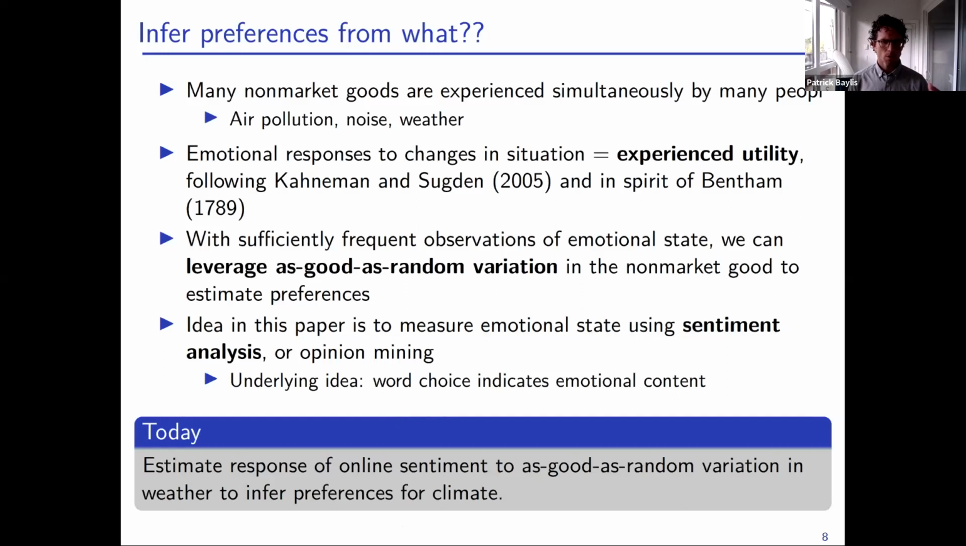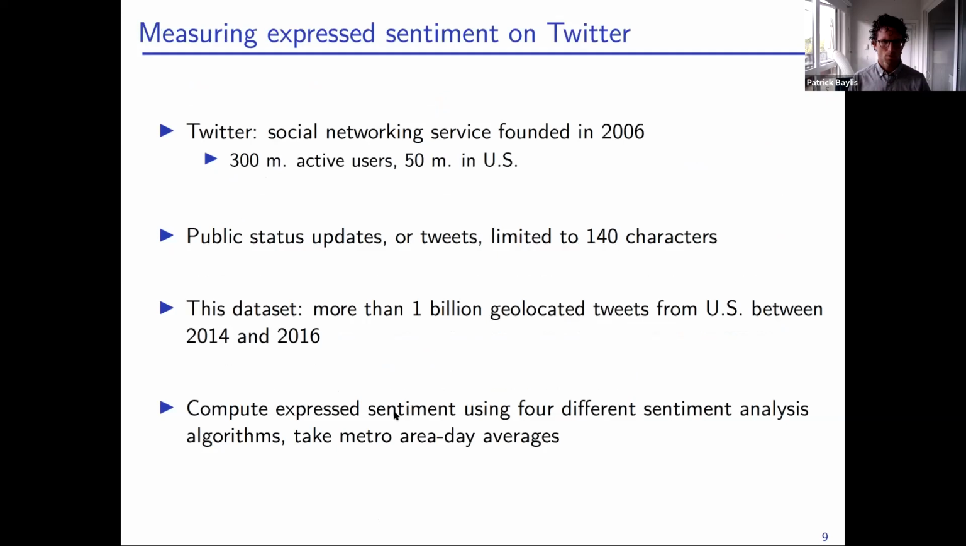I'm going to be using the responsive online sentiment and as-good-as-random variation in weather to infer preferences for climate. Okay. So how do we do this? How do we do this in the data?